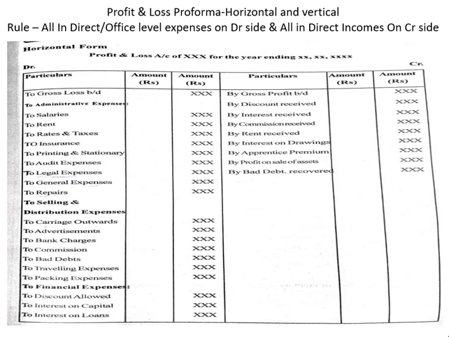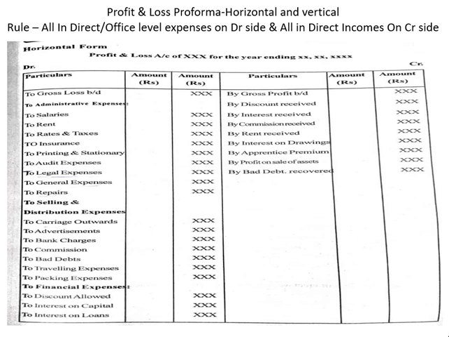Let us start with the particulars. To gross loss brought down: this we get from the trading account, and it will be on the credit side there. On the credit side we have by gross profit brought down, which comes from the trading account debit side. From there we write it on the credit side. Gross loss brought down we write on the debit side, brought down from the trading account credit side. So what are the indirect or office level expenses?